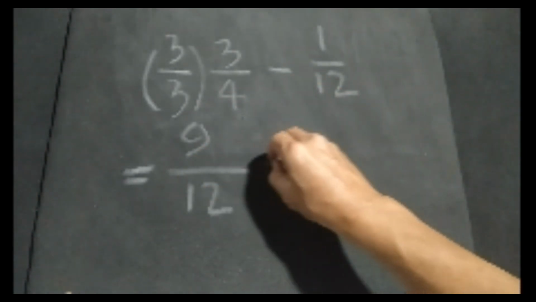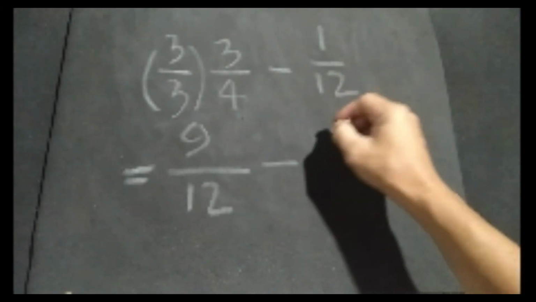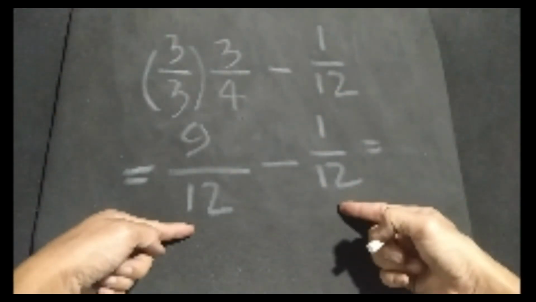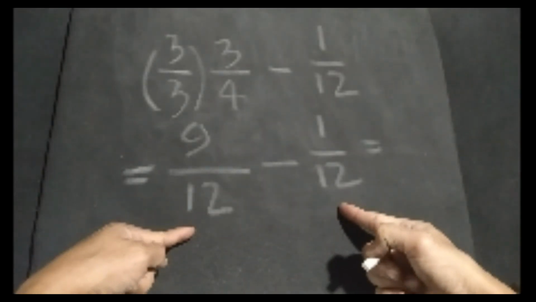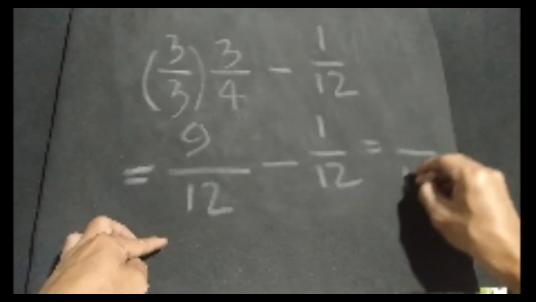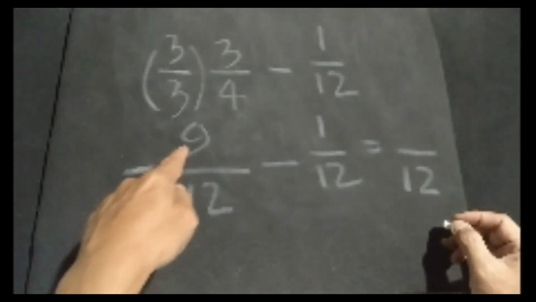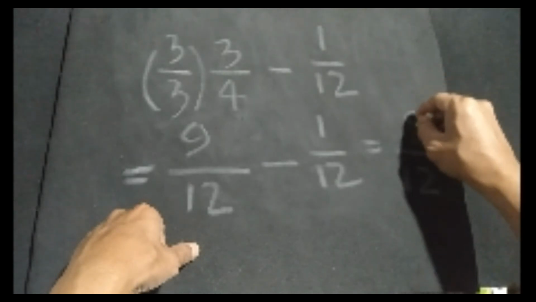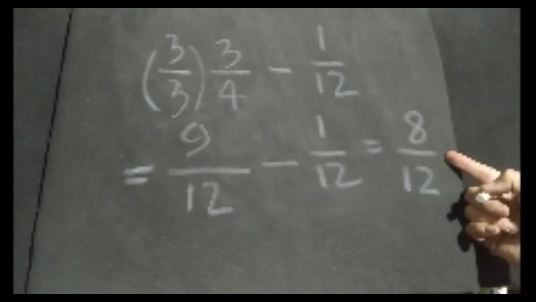We bring down the minus sign, and we keep the same 1 over 12. You see, we have the same number 12 here, so we keep it here. The top we have 9 minus 1 equals 8. The answer is 8 over 12.